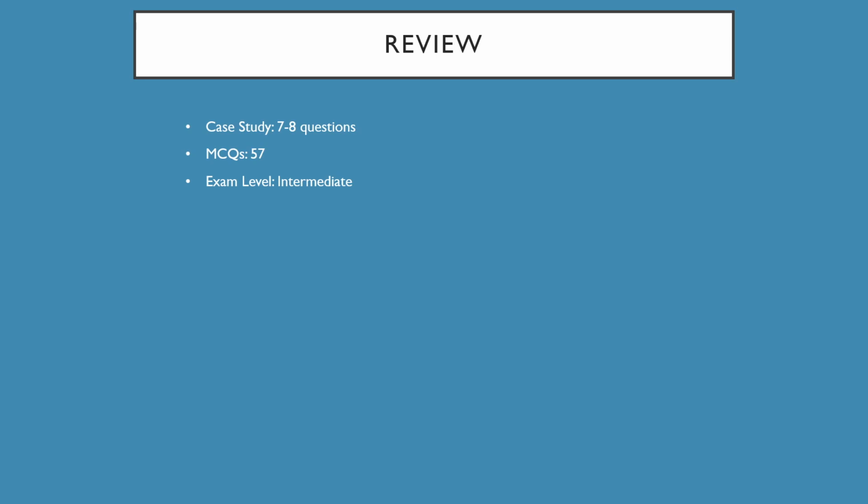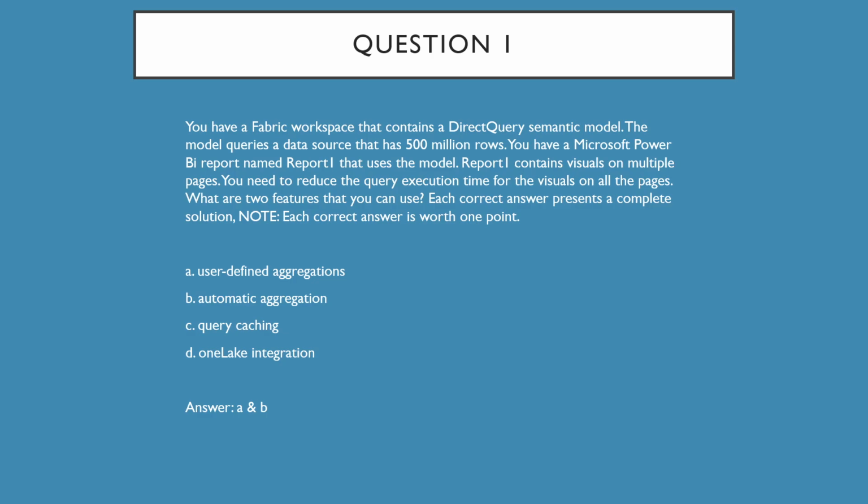Now there are certain example questions which I have collected and showcased here. The first question is, you have a Fabric workspace that contains a DirectQuery semantic model. The model queries a data source that has 500 million rows. You have a Microsoft Power BI report named Report 1 that uses the model. Report 1 contains visuals on multiple pages. You need to reduce the query execution time for the visuals on all pages. What are the two features that you can use? Each correct answer presents a complete solution. Each correct answer is worth 1 point. The answer is user-defined aggregations and automatic aggregations.